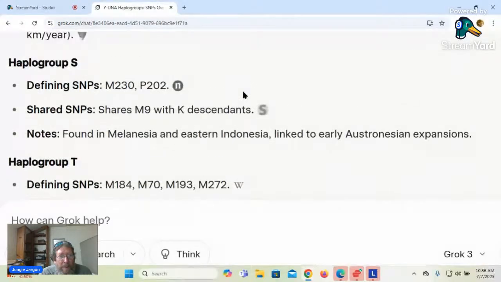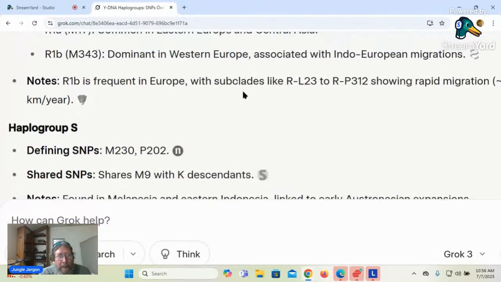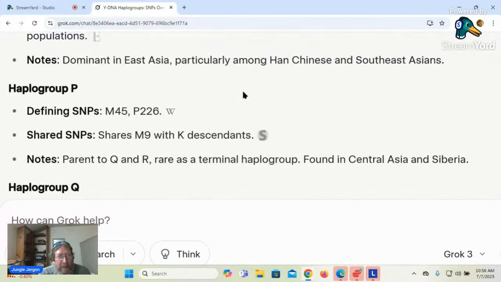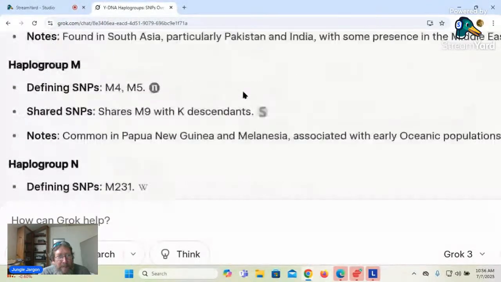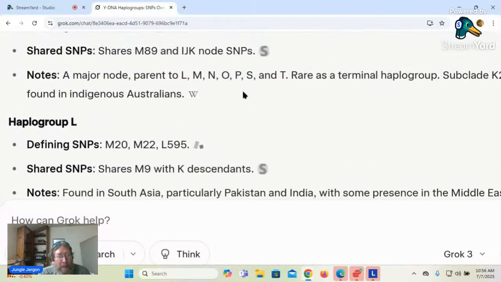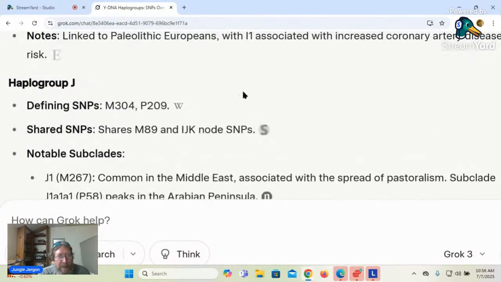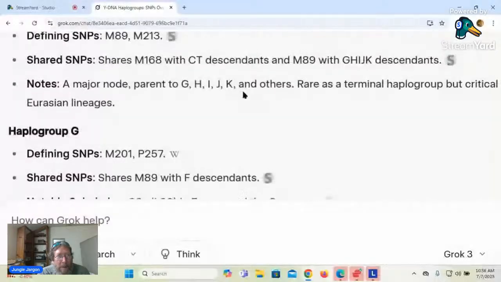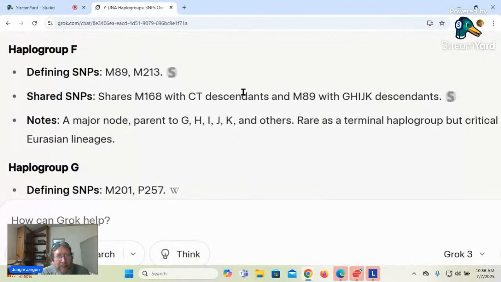So R1B, R, let me see if we got anything else to see here, if it's explained better. Okay, I guess this is better. This is more like what I was wanting, I guess. All right. Okay, so we got the F group, but this is in the backwards order now. The F group, the defining S&P is M89.